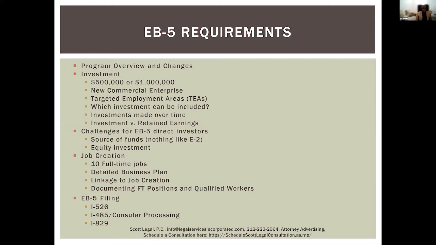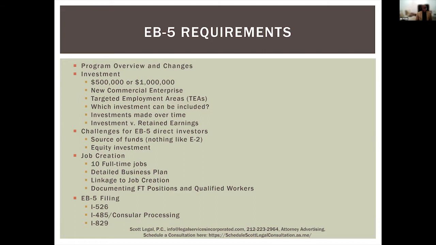It doesn't have to be a new enterprise. That can go back to an enterprise that was created over 20 years ago. There's a specific date. But what determines whether it's $500,000 or $1 million is whether the business is in what's called a targeted employment area. A targeted employment area is an area where the unemployment rate is 1.5 times the national average, or a rural area as defined by the jurisdiction. So that's what governs whether it's $500,000 or $1 million, or whatever the new amounts are.